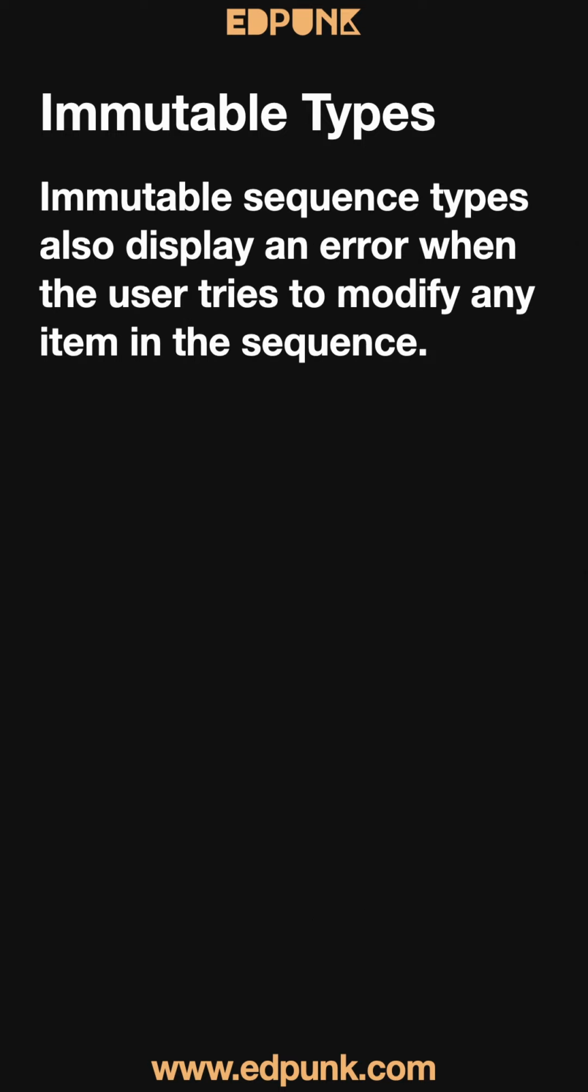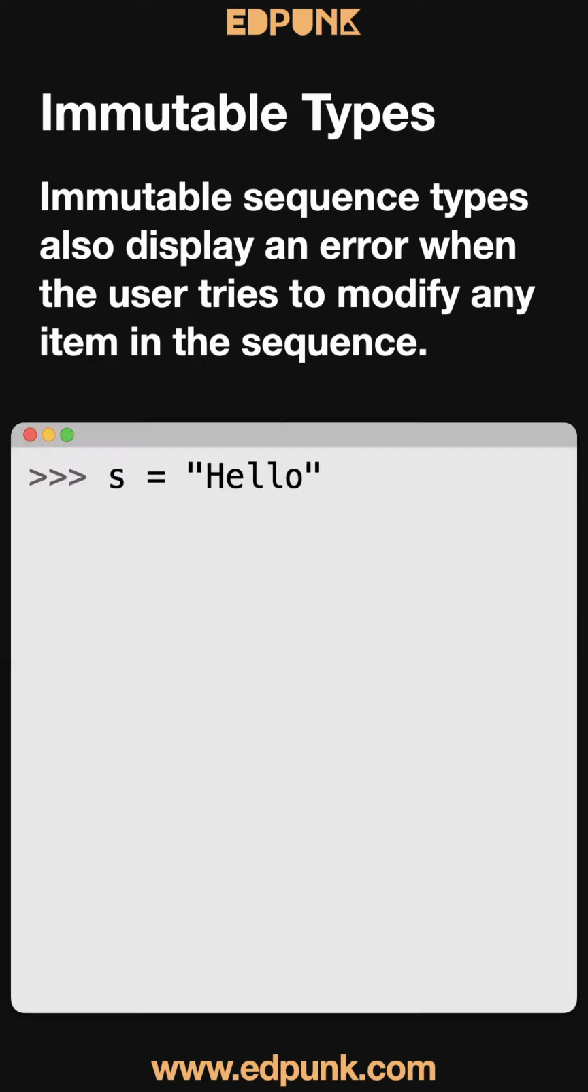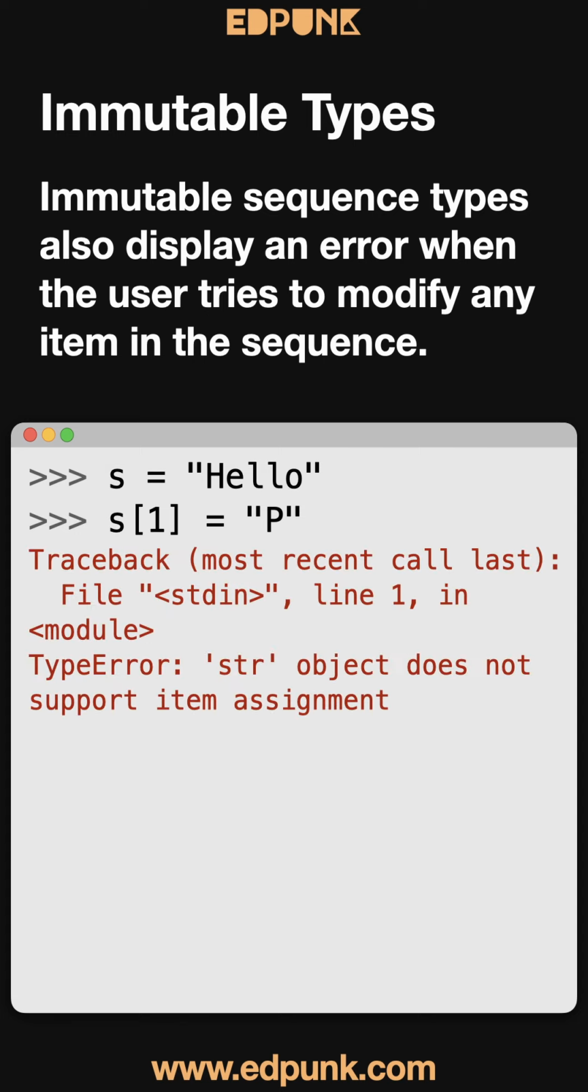Sequence data types like strings and tuples are also immutable. That is, no modifications are permitted to any item once it is created, and any attempt to do so raises an error. For example, let us assign a string "hello" to s and try to modify the second character into p. As you can see, a TypeError is raised as the object does not support item assignment because it is immutable.